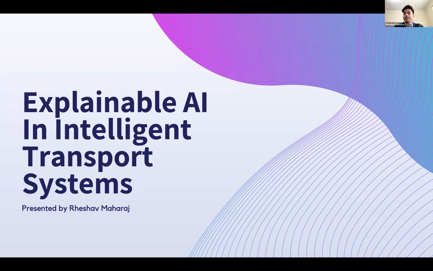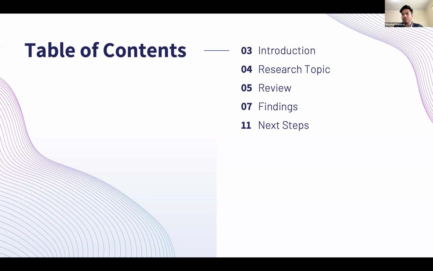So kicking off, my project is on explainable AI in intelligent transport systems. First off, we will go over the agenda, which is the introduction of the topic, getting more into the research topic, then going over a review of the research that was done up till this week, the first half of the semester, then analyzing those findings and then trying to outline next steps for not only this project, but in an overall sense of the space as well.